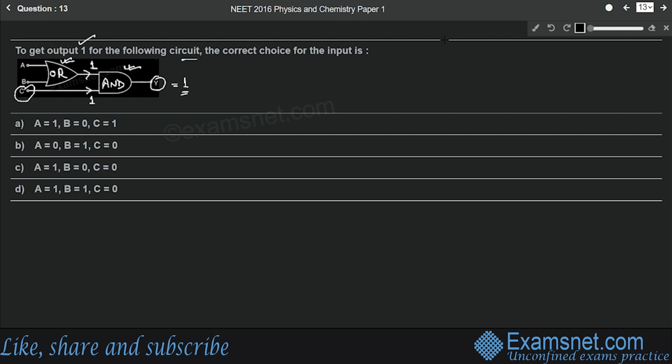So in the given options, we can see that there is only one option where C is equal to 1. In the others, C is 0, so these cannot be the correct answer. So option A will be the correct answer. Also, in the OR gate, the output will be 1 if only one of the inputs is 1 and the other is 0. So we can see that A is 1 and B is 0. So yes, this is possible. So option A will be the correct answer.